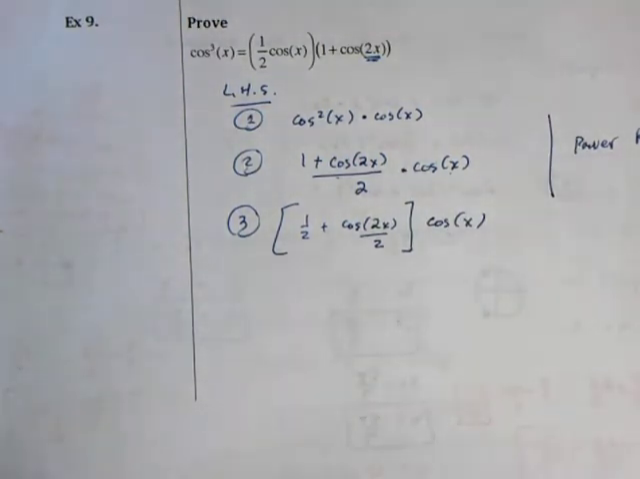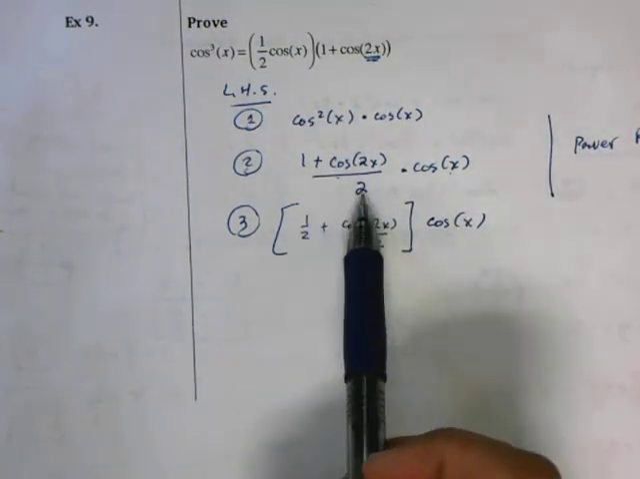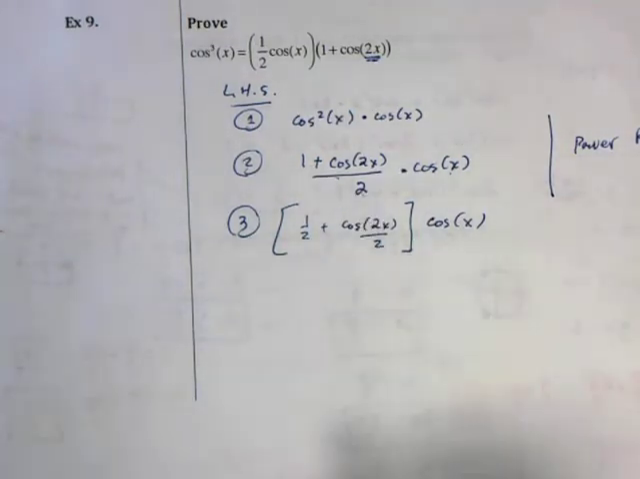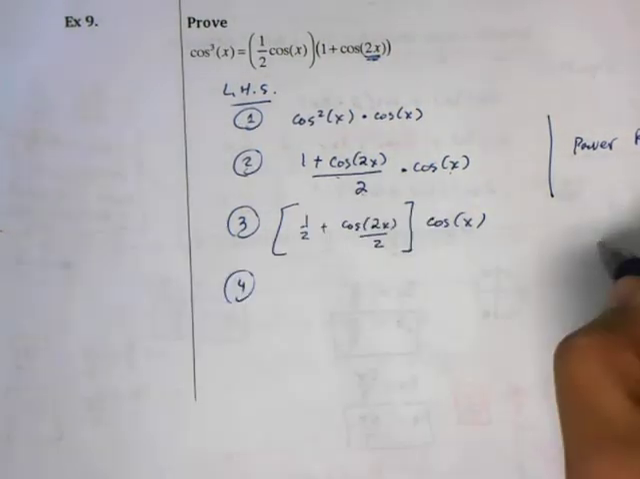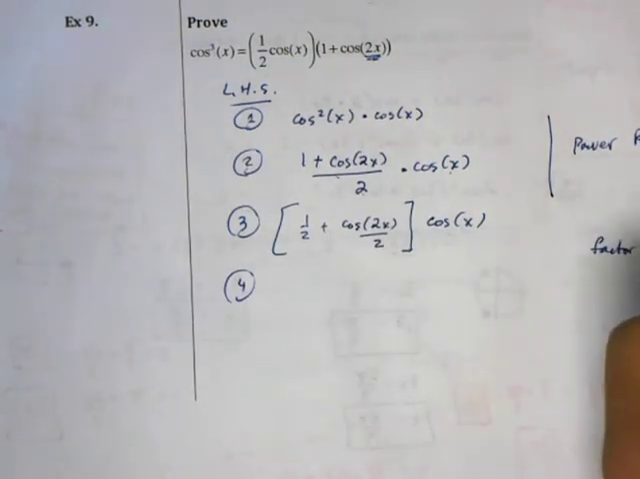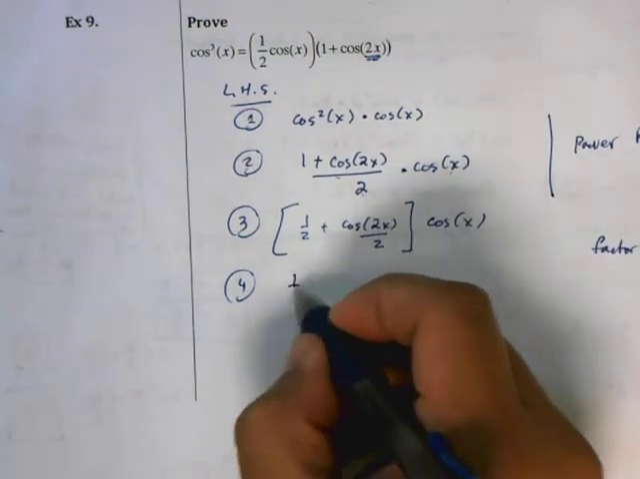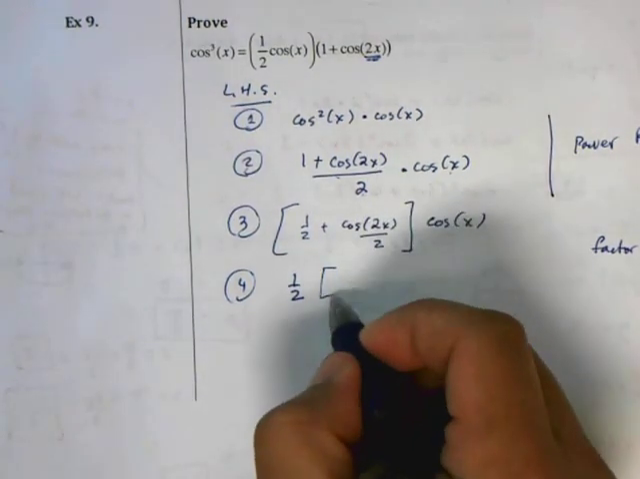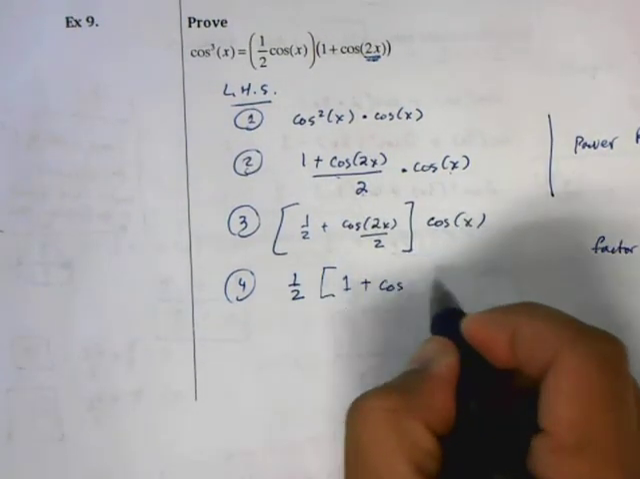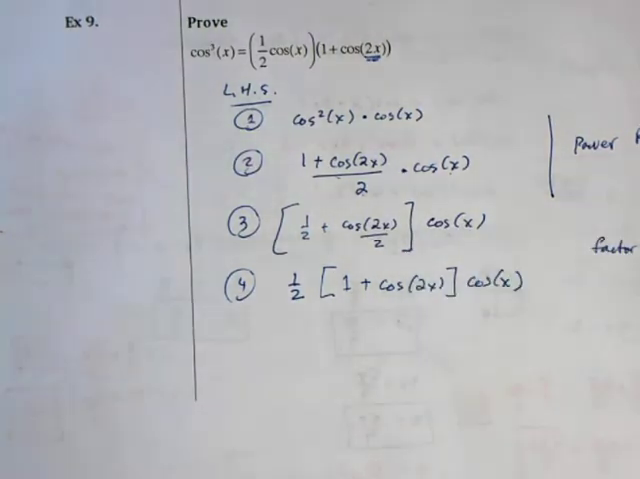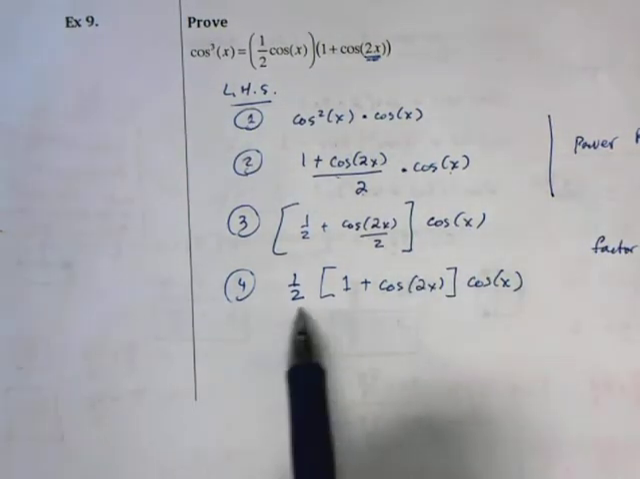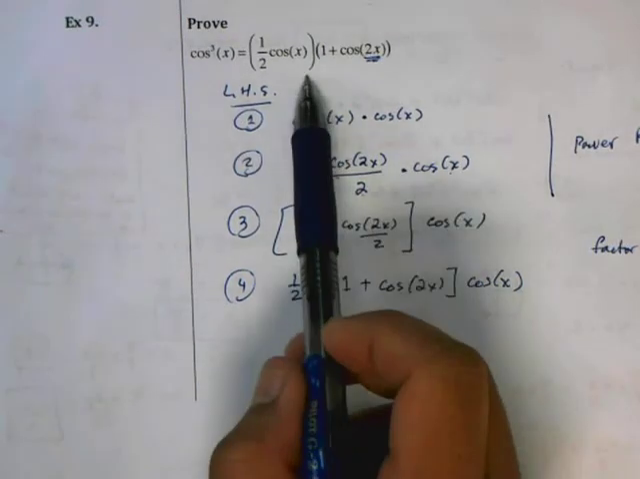It's perfectly fine to break up a fraction as long as the denominator is a single term. The numerator can be two separate terms. If the denominator is a single term, then you can break up the fraction. And then I'm going to factor out 1/2. If I factor 1/2 out of this block here, I get 1 plus cosine of 2x times cosine of x.